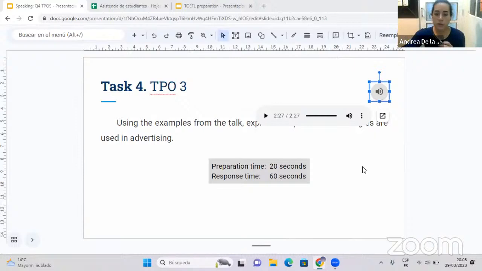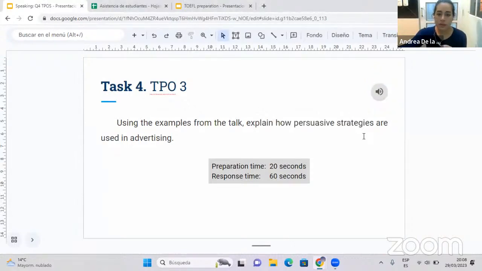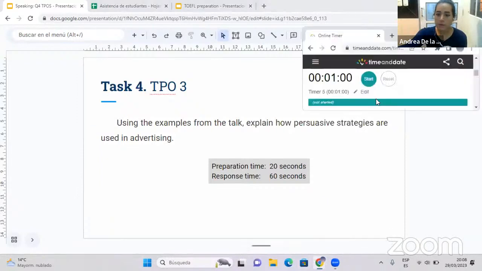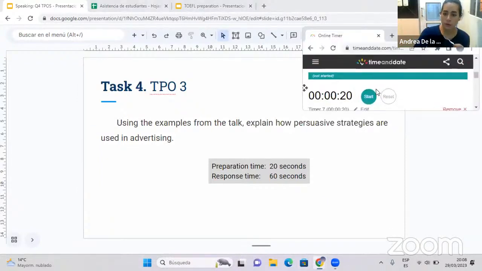Okay, so the question says, using the examples from the talk, explain how persuasive strategies are used in advertising. You will now have 20 seconds to prepare your responses.